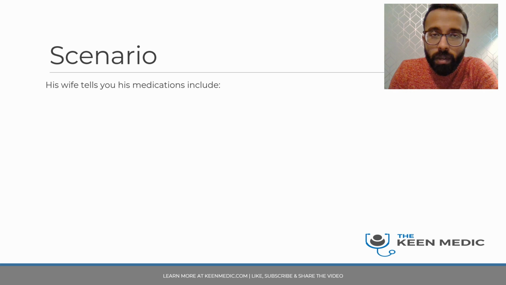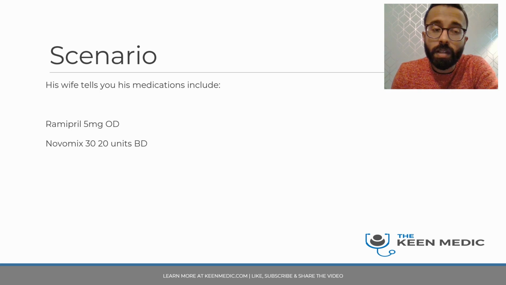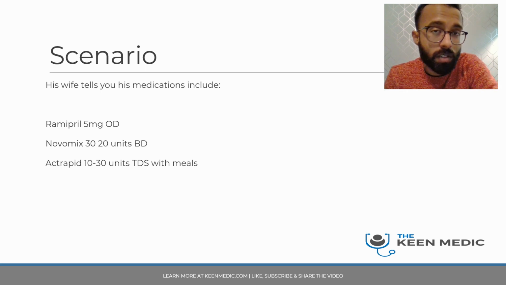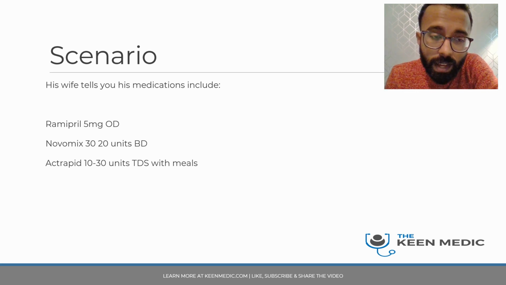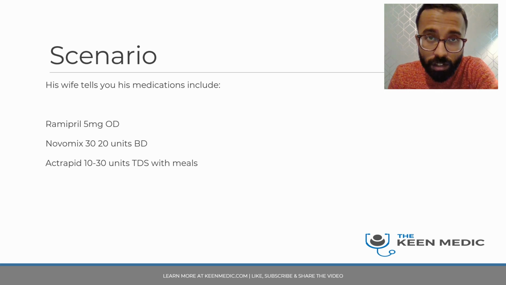His wife tells you that he has medications, and these are his medications. He takes Ramipril 5 milligrams once a day. He's on insulin because he's type 1 diabetic: Novomix 30, 20 units twice a day, as well as Actrapid 10 to 30 units TDS, three times a day with his meals. So quite significant that he is on insulin, obviously, and he is also on an antihypertensive. His wife tells you he doesn't really miss doses, there have been no issues with compliance, and there has never been any psych issue either.